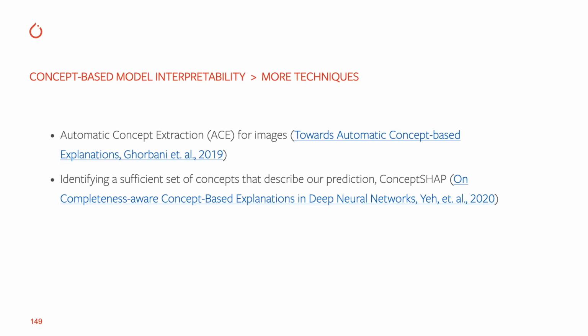TCAV is one of the approaches in concept-based model interpretability research. There are a number of other publications in this area of research. For example, one of them is trying to automatically extract concepts from images. This can help with the limitation of having a predefined set of concepts. Another recent publication aims to identify a sufficient set of concepts that describe our prediction. It adapts the SHAP algorithm to concepts in order to identify the most important and influential concepts.